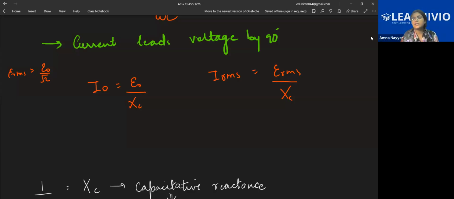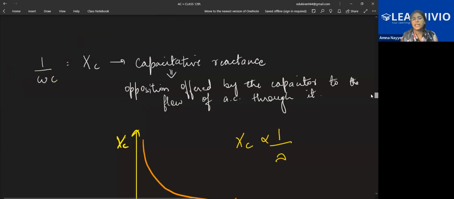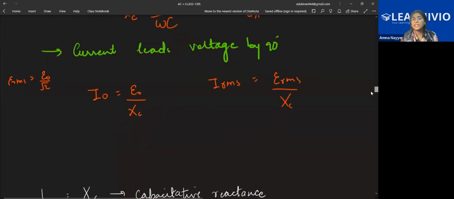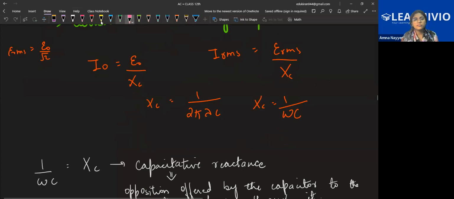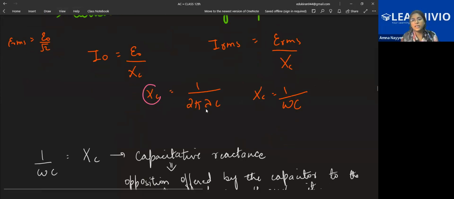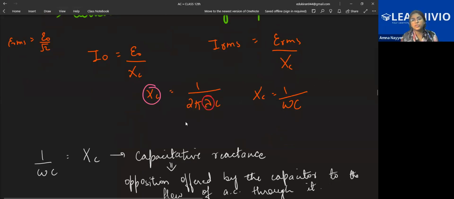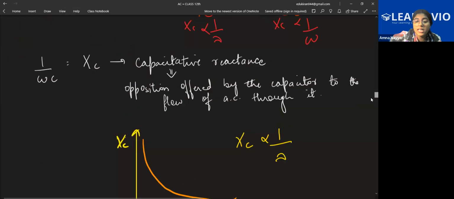So you are going to use these formulas. What is XC? XC is basically capacitive reactance. And see, in the formula, I was saying that XC is equal to 1 by 2 pi nu C, or XC is equal to 1 by omega C. In both the cases, this XC is inversely proportional to frequency, inversely proportional to angular frequency. So what kind of graph will you get? You will get a hyperbolic graph because they are inversely proportional, like this.